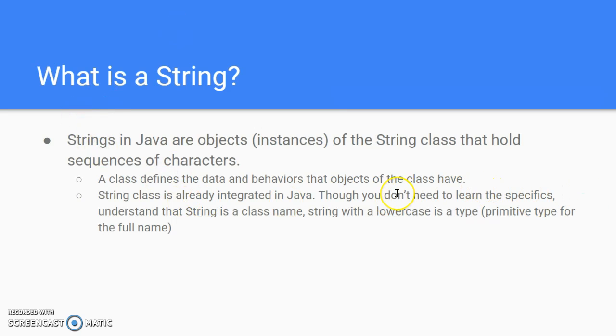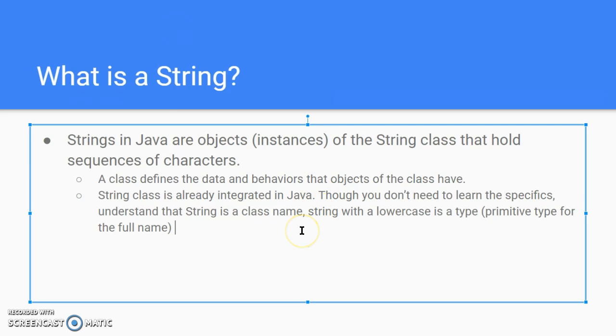And though you don't need to know the specifics of the string class, understand that String is a class name if it's uppercase, and string with the lowercase is a type. This means that it is actually a primitive type referring to the literal version of a string or a literal version of an int, or double, or that stuff. Lowercase, type; uppercase, class name.